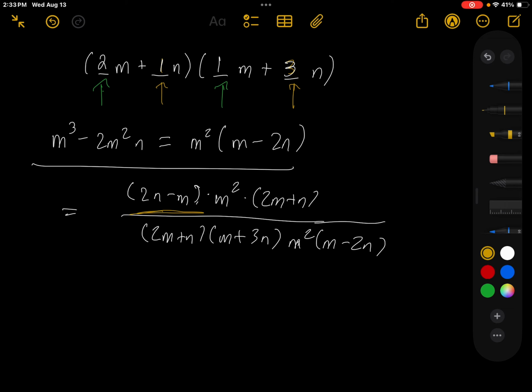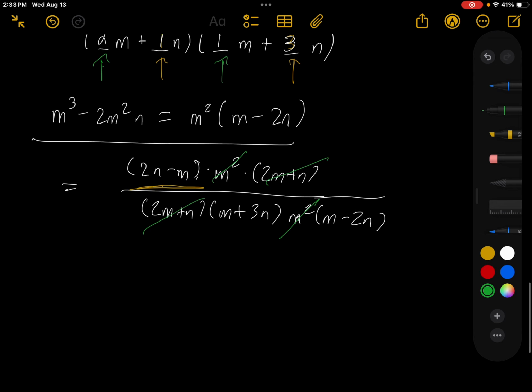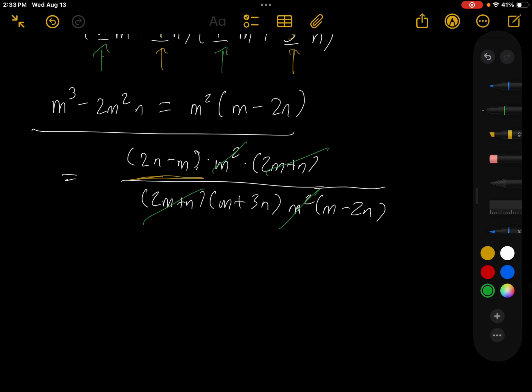Let's look at the m squared. Do I have an m squared on the bottom? Yes, so those are going to cancel. This 2m plus n, do I have a 2m plus n on the bottom? Yes, right? Now, going back to the 2n minus m, notice there's an m minus 2n there.